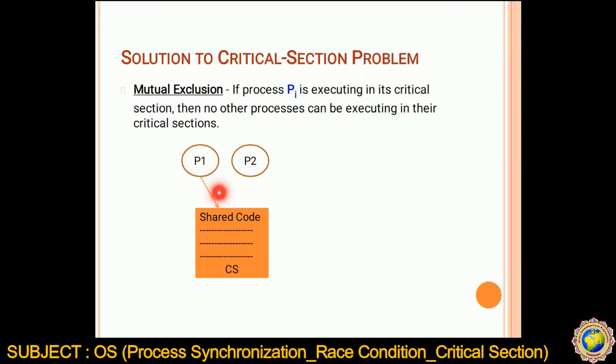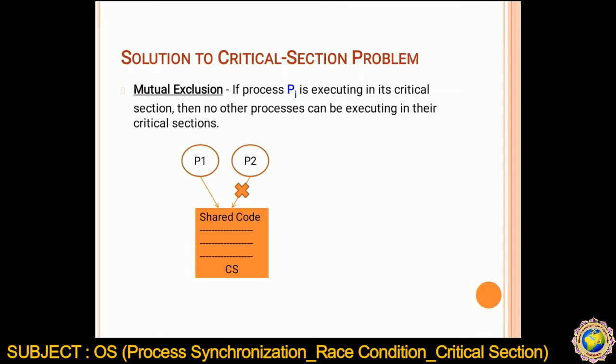If P1 wants to execute its code, we have to consider first that the critical section is empty. Then P1 is allowed to go there, which means P1 can access the shared variables or shared resources. When P1 is in the critical section, then if P2 wants to go there, it is not allowed.